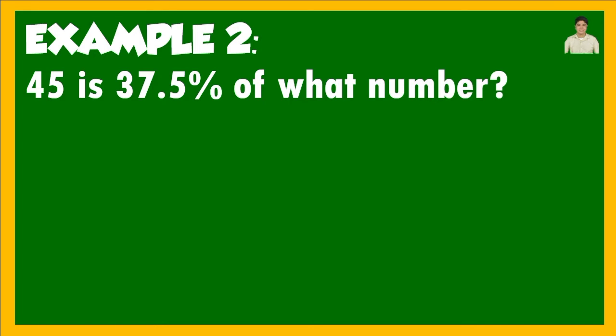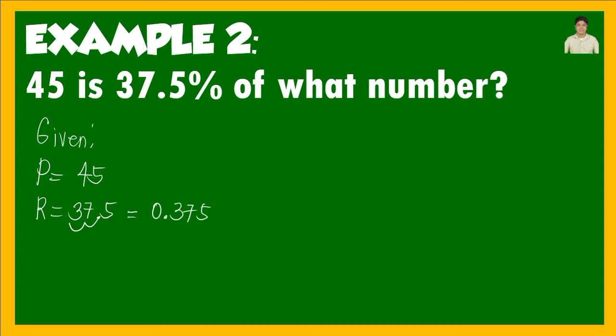Let us identify the given. So P, that is 45. And then R is 37.5. So kapag minove natin yan 2 decimal places, 1, 2, magiging 0.375 or 375 thousandths. And then base is the unknown.